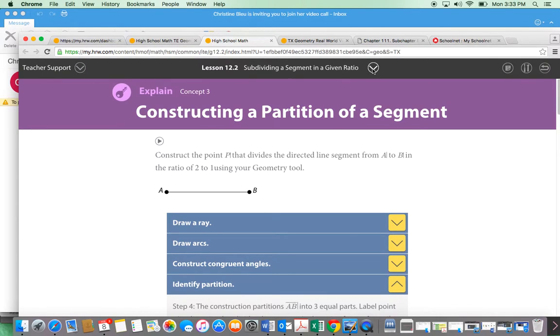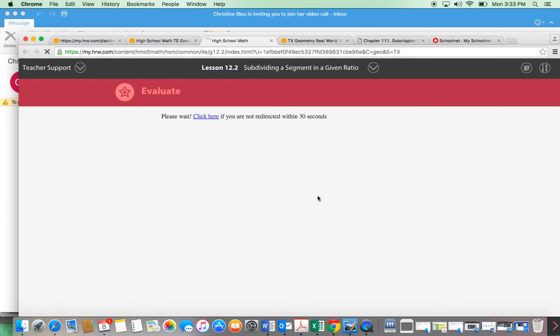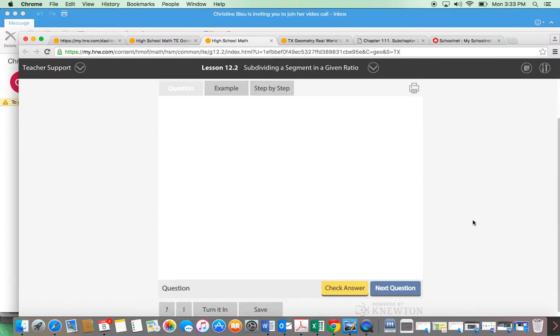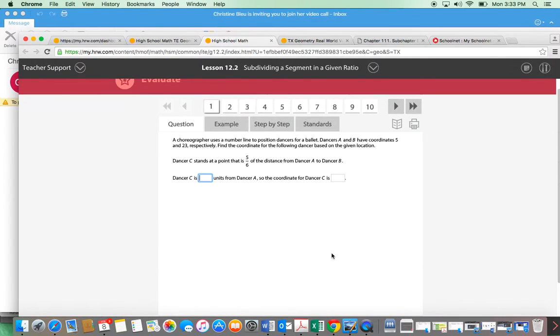And since we probably need some more practice problems with this, go on forward to the evaluate. And there's a set of 25 problems for you to work here with your students. This is a great resource since not very many of these have been produced.